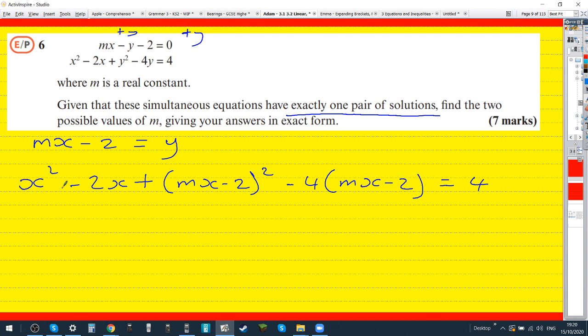I'll do minus 4 multiplied by everything in the bracket then. Okay. First. It'd be x squared minus 2x plus. So if you multiplied minus 4 by mx, would it be minus 4mx? Okay. Minus 4mx plus 8 equals 4. And then you'd expand the brackets (mx - 2). So it'd be x. Do over here. mx minus 2.